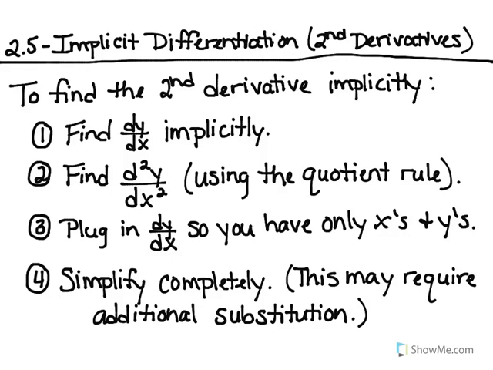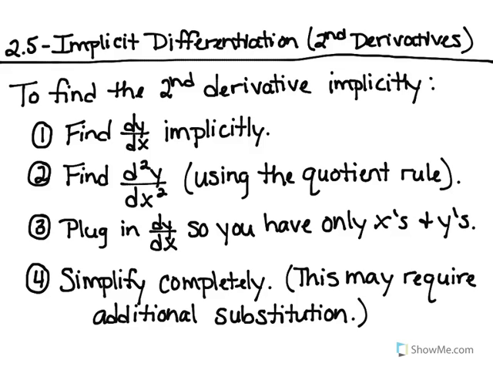Today we're going to go over how to find the second derivative of a function using implicit differentiation. So the first thing you need to do is find the first derivative using implicit differentiation. Find dy/dx. Once you do that, you're going to start finding the second derivative, which is going to require the use of the quotient rule for almost every problem.